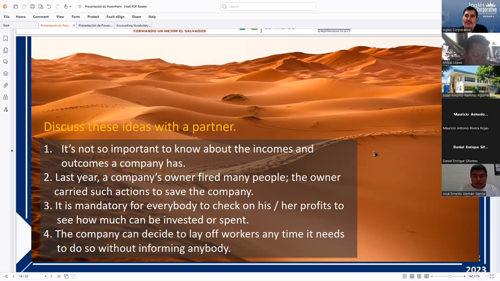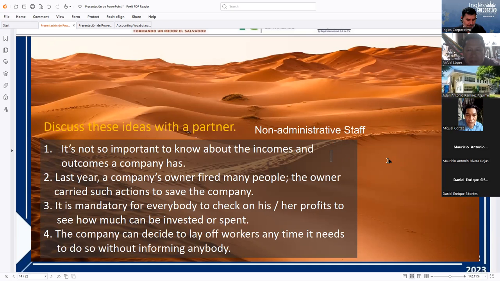For non-administrative staff. Okay, we're talking about non-administrative staff. Is number one important? It says it's not so important to know about the incomes and outcomes a company has, for non-administrative staff. True or false? True. It's true. Okay. Last year, a company's owner fired many people. The owner carried out such actions to save the company.